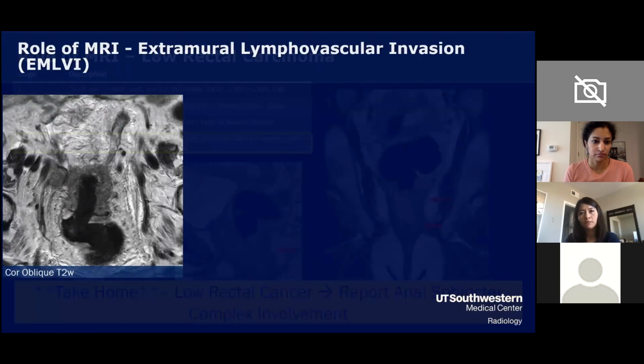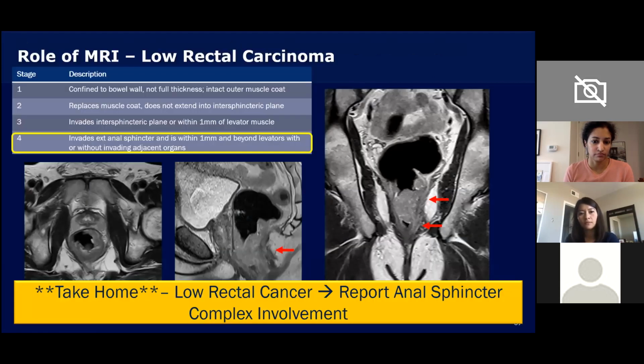And this again helps with surgical planning, because if there's involvement of the sphincters, then if the surgeon is considering excision, they would consider an extra levator APR potentially, which obviously they need to know beforehand.